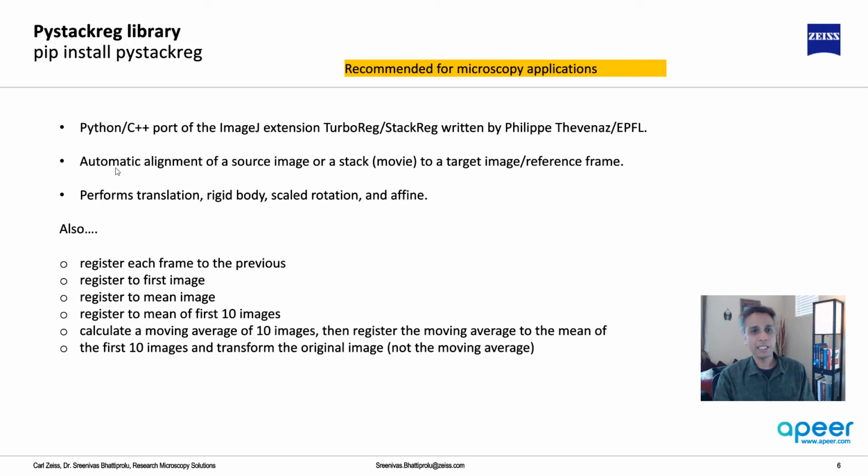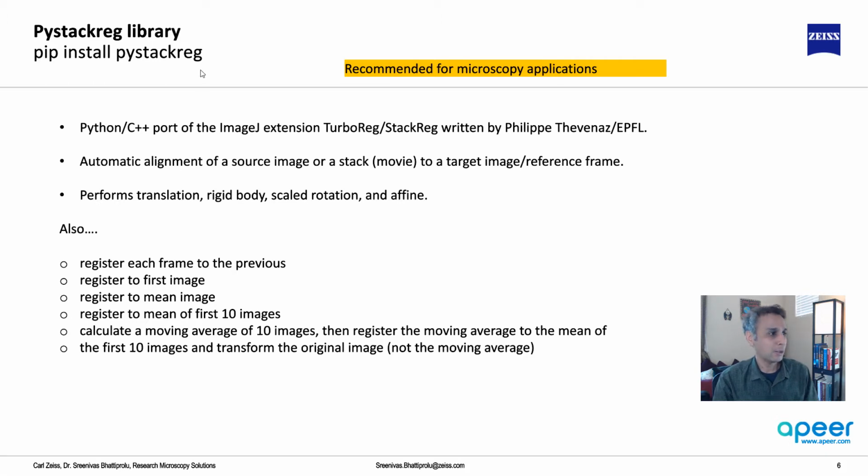And the best thing with this is it's an automatic alignment of a stack of images, a movie, or you have a target image and a reference frame. And it also performs all types: translation, rigid body, scaled rotation, affine, and all of the things that we just mentioned. So if you are looking for a one-stop solution, this may be it.